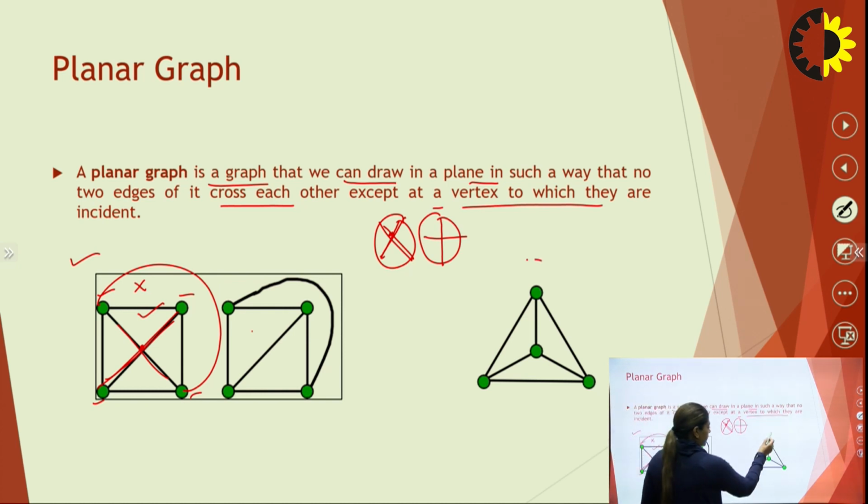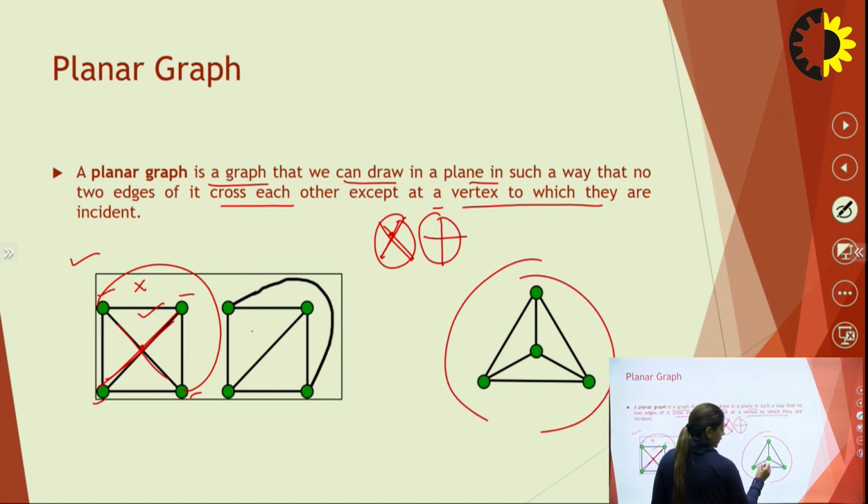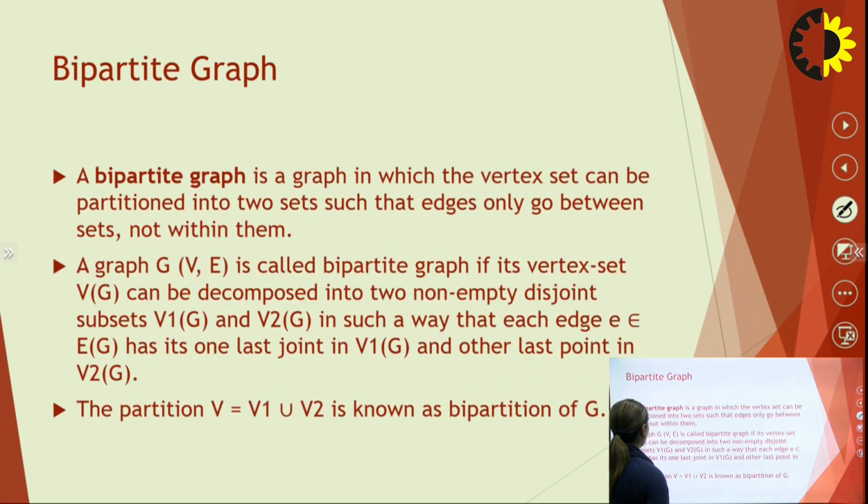Now in this graph, we can see there is a cut here, but there is a vertex here. So this can be considered a planar graph. The edges are not crossing each other, but they are touching at the vertex here, right?